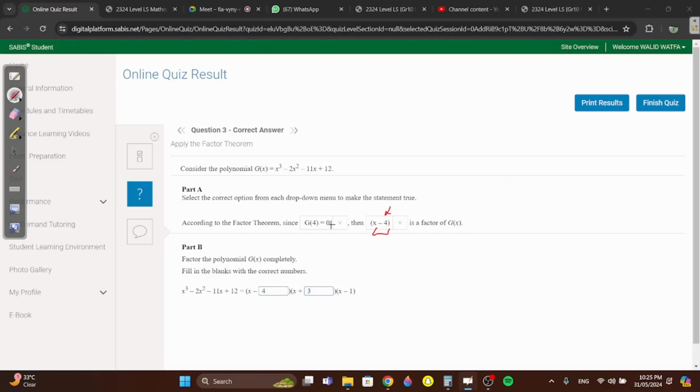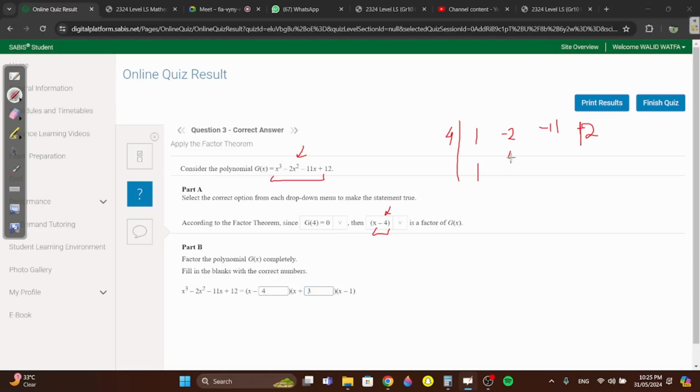How would I continue factoring the whole thing? Okay, we take x minus 4 out. How do we take x minus 4 out? We have to divide the whole thing by x minus 4. The easiest way to do this is synthetic division, right? 1, minus 2, minus 11, and 12. Just arrange the coefficients. 1 down.